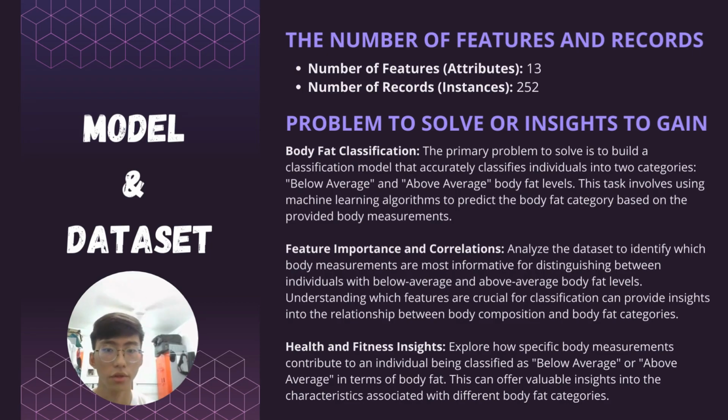This task involves using machine learning algorithms to predict the body fat category based on the provided body measurements. For the feature importance and correlations, we analyze the dataset to identify which body measurements are most informative for distinguishing between individuals with below average and above average body fat levels. By understanding which features are crucial for classification, it can provide insights into the relationship between body composition and body fat percentage. And this also can contribute to health and fitness insights.